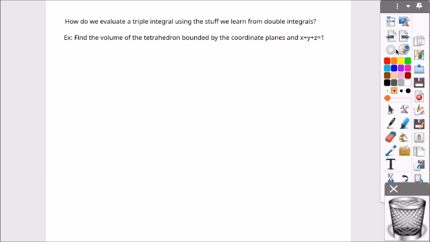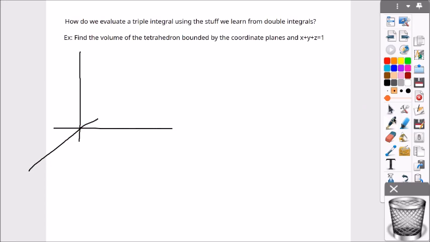So let's keep going. How do we evaluate a triple integral using the kind of slices idea, the idea of x simple, y simple, and z simple that we learned from double integrals? Now, obviously, it's going to be a lot harder to draw stuff in 3D. So we're going to try to draw stuff in 3D, but if we reduce it to 2D, we will definitely be able to draw it.